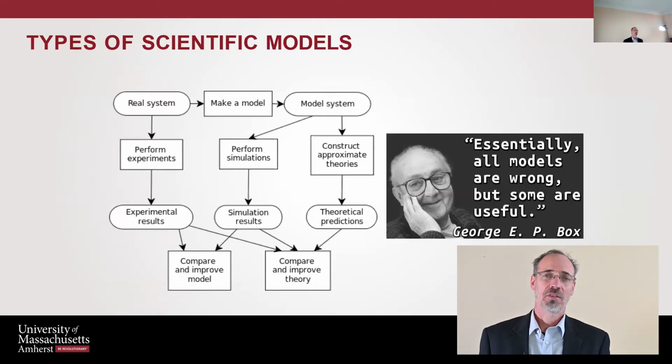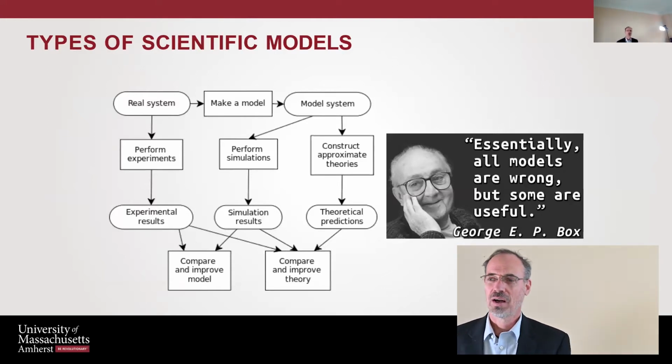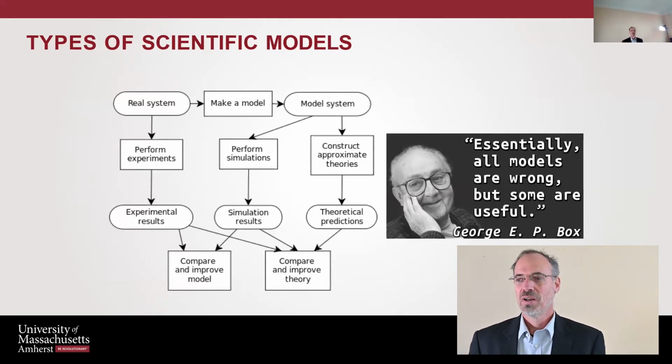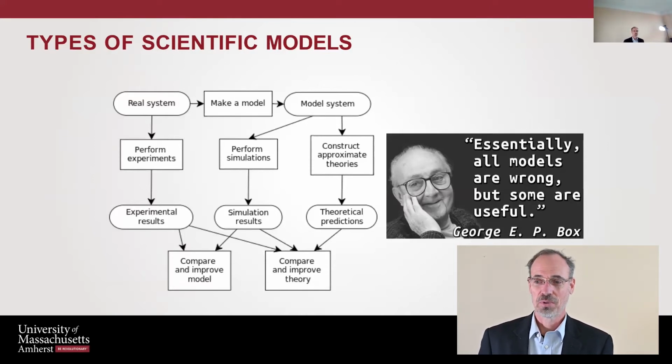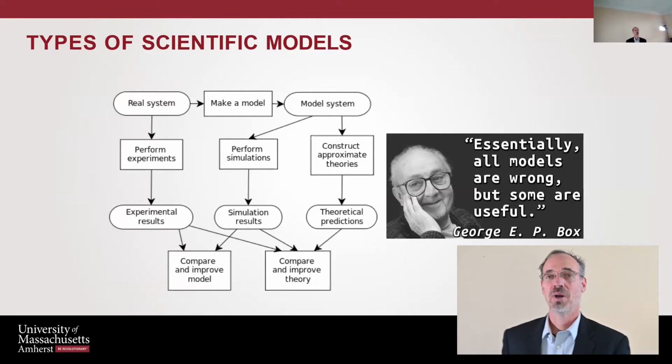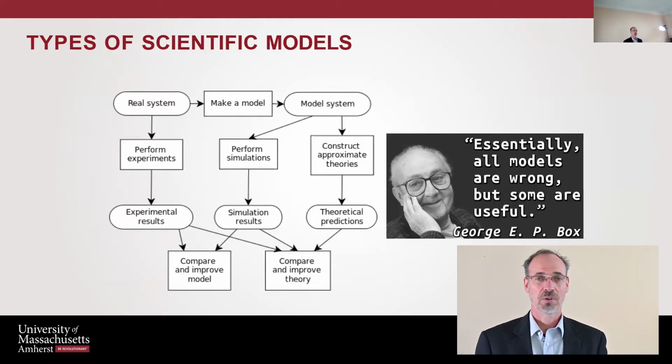So scientific models, there's all different kinds of scientific models out there. We have a real system, this thing that exists in nature. We can perform experiments and get experimental results and then compare and improve the model. We can make a model of that system, perform simulations that relieve us from having to perform experiments or observe what's going on in nature, and construct approximate theories, make theoretical predictions, and compare and improve our theory.